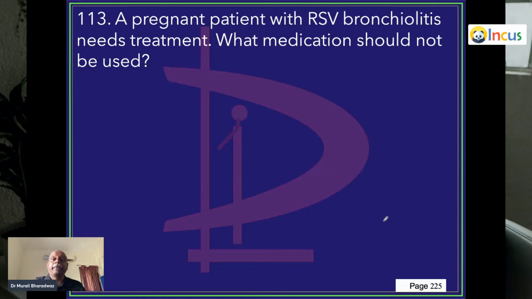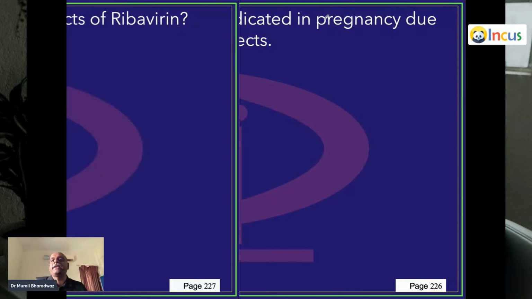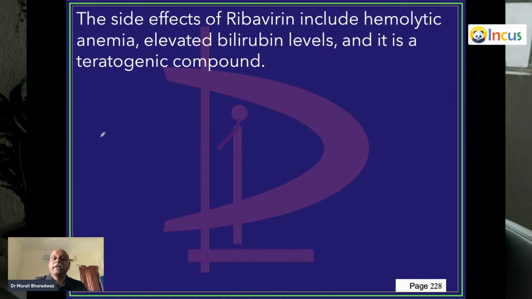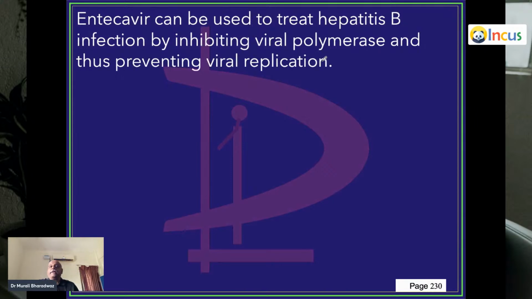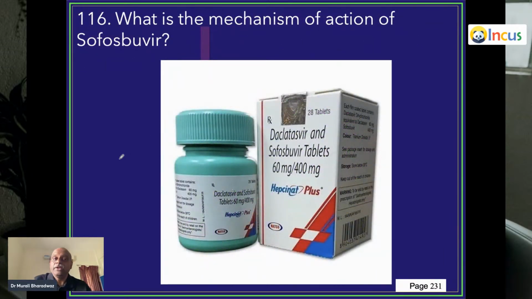So, pregnant patient with bronchiolitis of respiratory syncytial virus, which medication should not be used? Ribavirin is contraindicated in pregnancy. So, what is the main side effect of ribavirin? Hemolytic anemia, elevated bilirubin, teratogenicity. Hepatitis B, what can you use? Entecavir, because it inhibits viral polymerase and prevents viral replication.